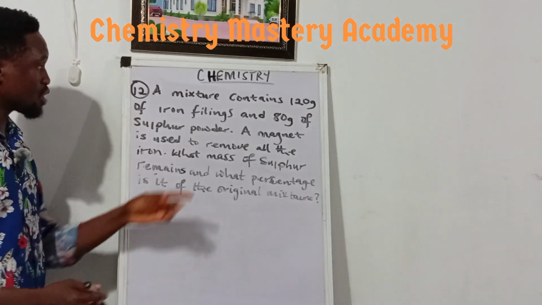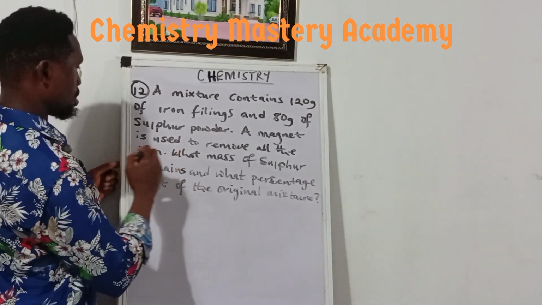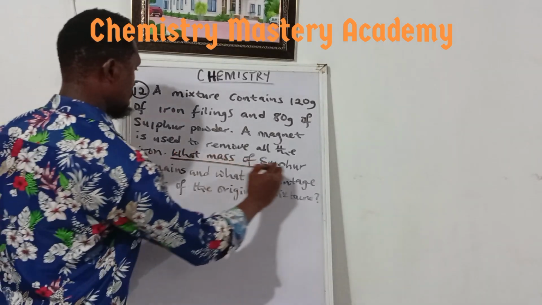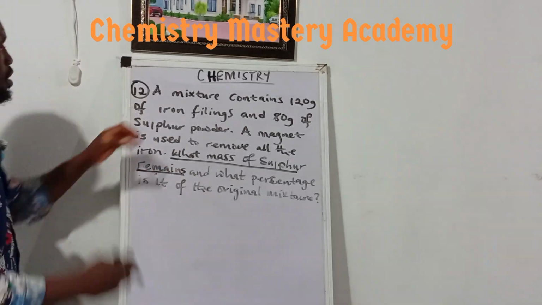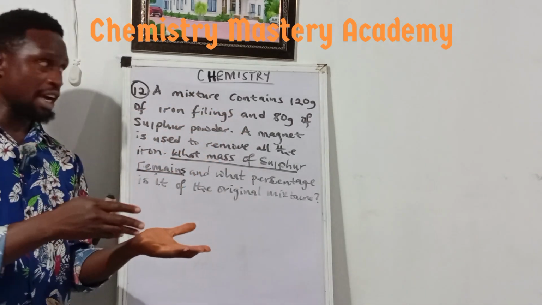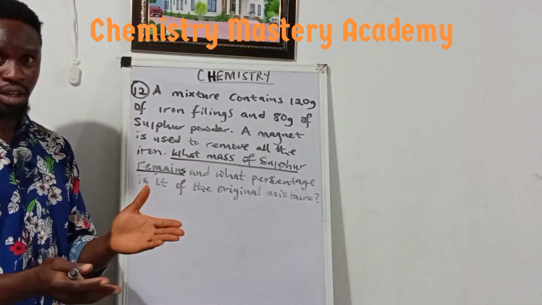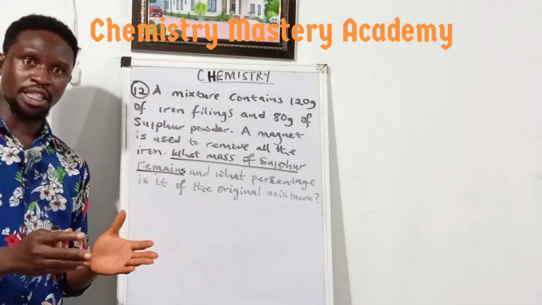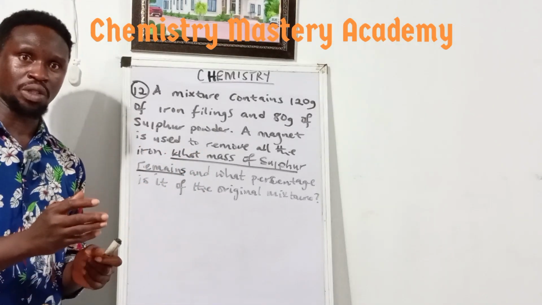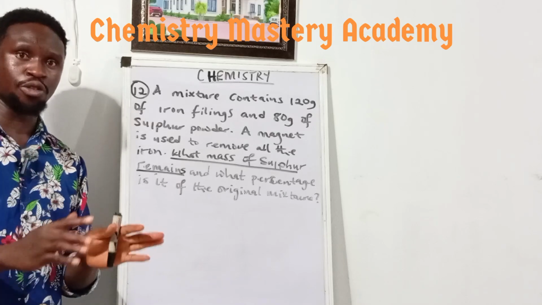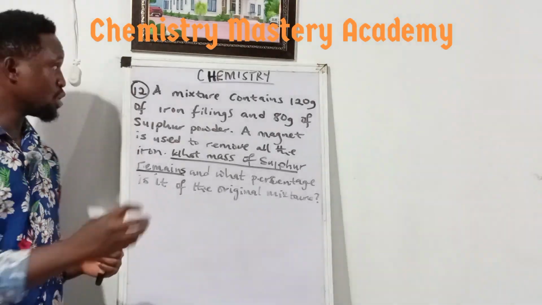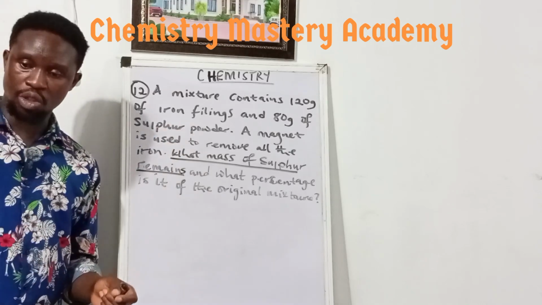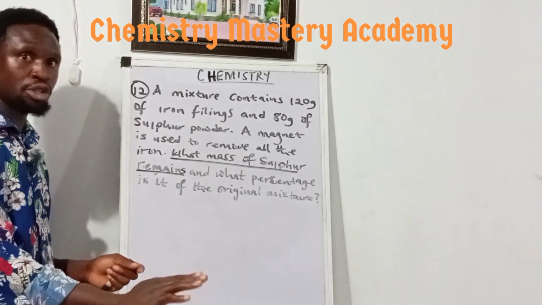So first of all, they asked us for what? The mass of sulfur that is remaining. Now, you have a mixture of iron filings and what? Sulfur powder. Now, this is magnetic separation. You want to separate the iron filings from the sulfur powder, or the sulfur powder from the iron filings. What do you do? You take a magnet and run it through the mixture.